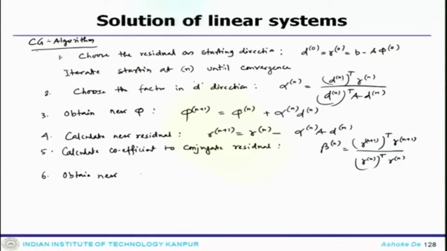and then you finally obtain the new conjugated search direction like d n plus 1 equals to R n plus 1 plus beta n dn.